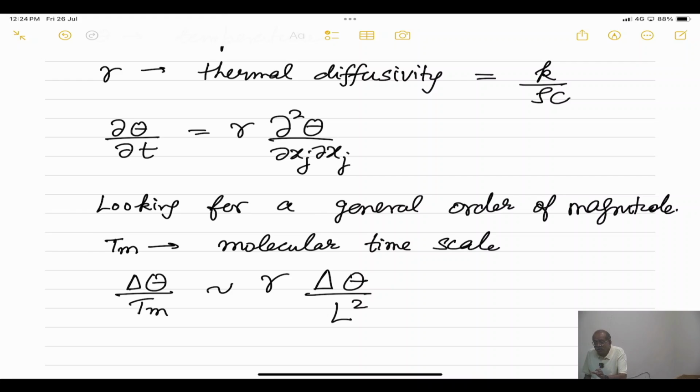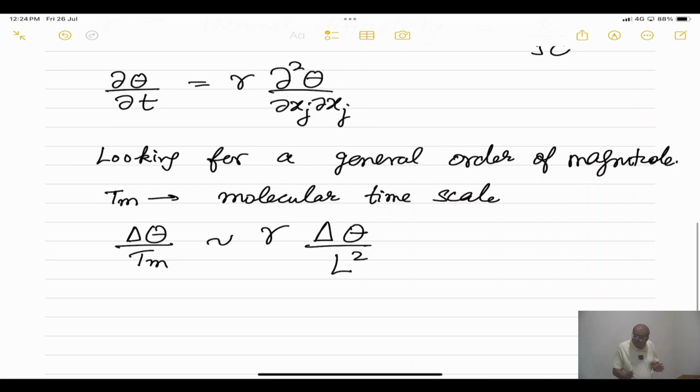Del square theta is what? d2 theta by dx square. Again, when you calculate it, it will be delta theta divided by whatever is the x side dimension, square of that. So, I write it as delta theta upon L square. Is that fine?